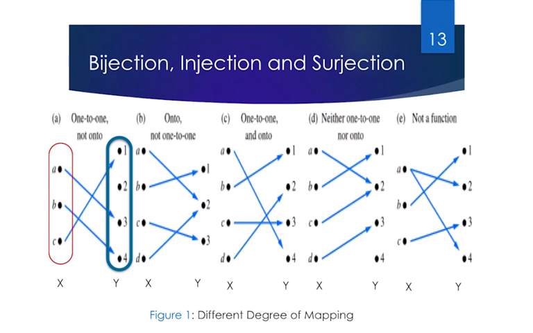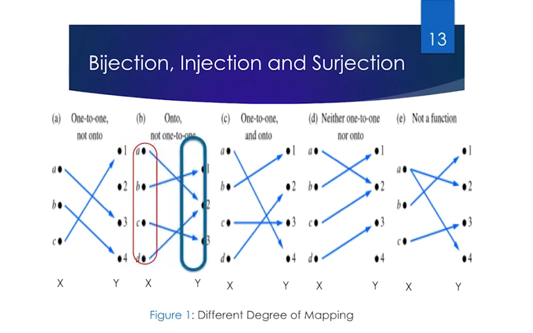In figure B, all elements in set Y are mapped by an element from the set X, and there are no two elements of Y mapped to the same element of X, so this is an onto function.